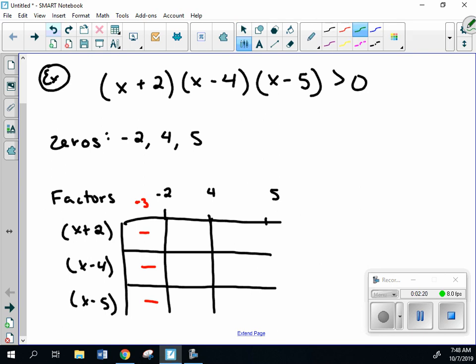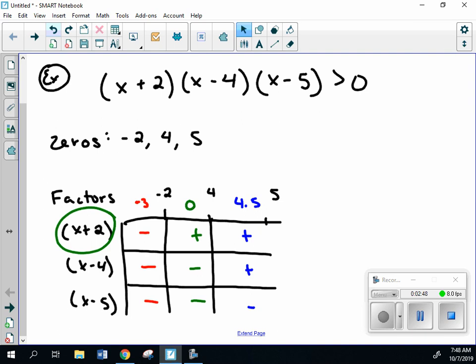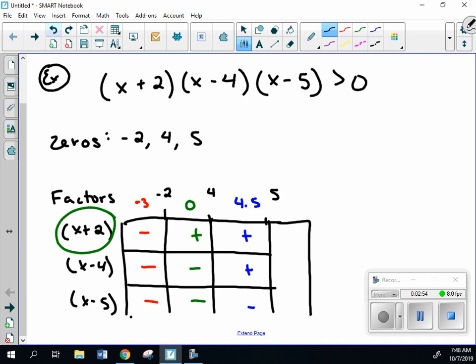Now I'm going to pick a number between -2 and 4, plug it in, and see whether that results in a positive or negative. Kind of picking up on where I'm going, I hope. Now I'm going to do the same thing between 4 and 5. We'll just go with 4.5. Sometimes it'll be in the middle. And then I have to pick, finally, a number on the outside here. We'll go with 6.